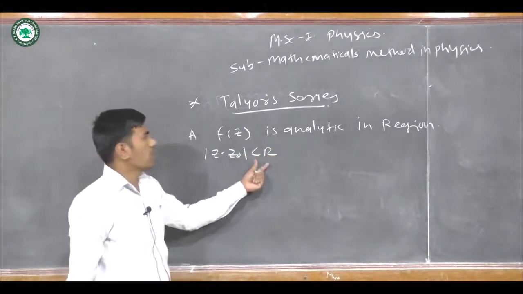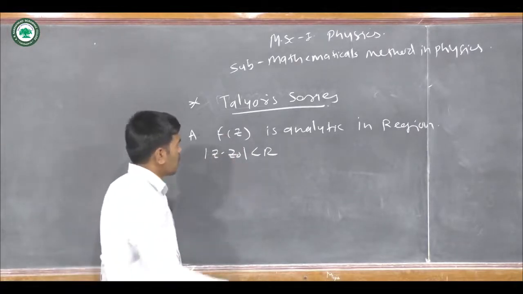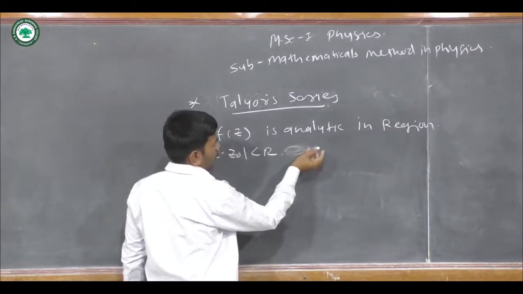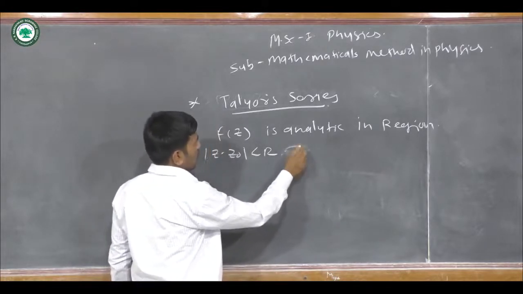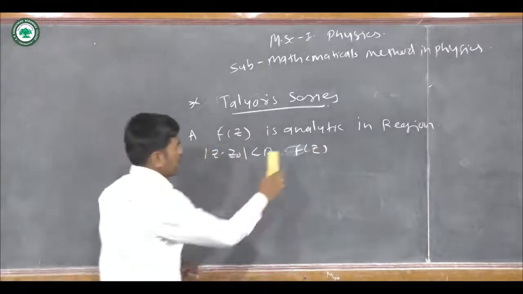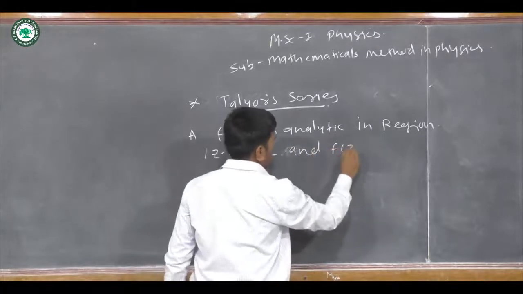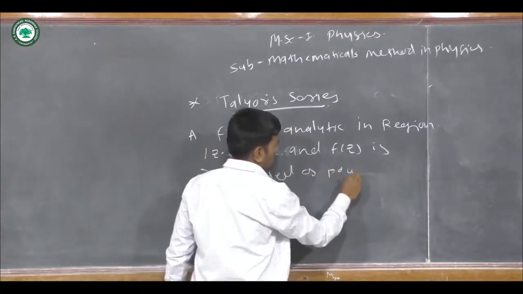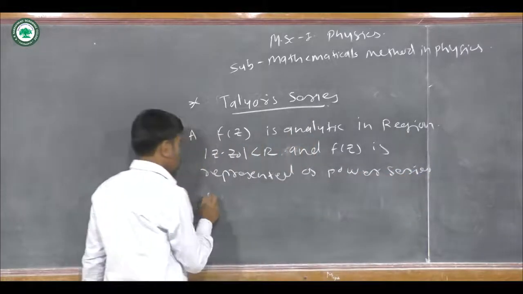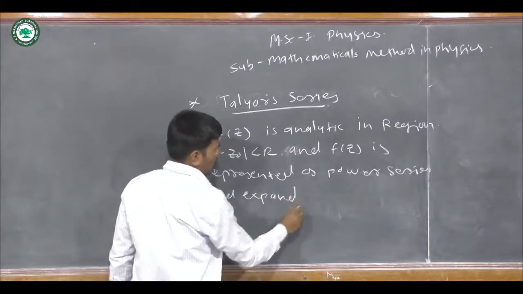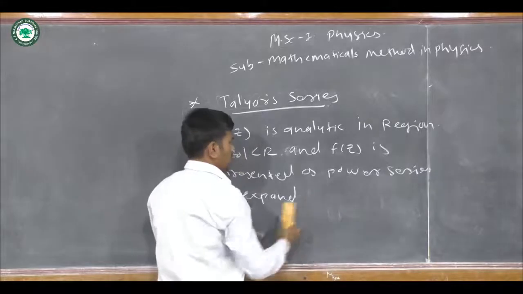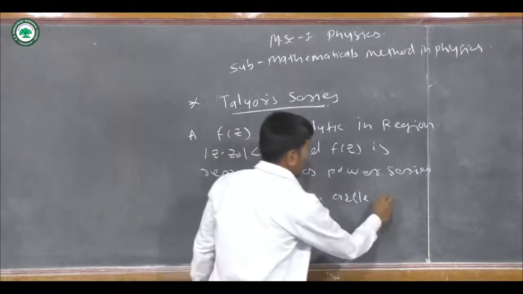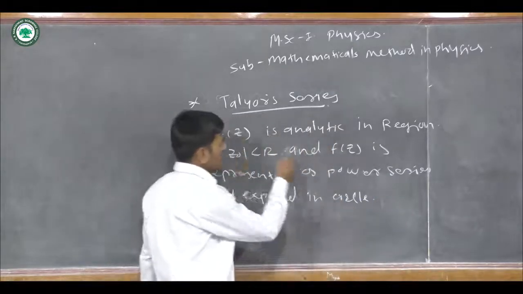Okay, this R is defined as some region or domain. So this function is analytic in this region, and the function f of z is represented as a power series and expanded in a circle, where we consider the circle inside this interior of R.